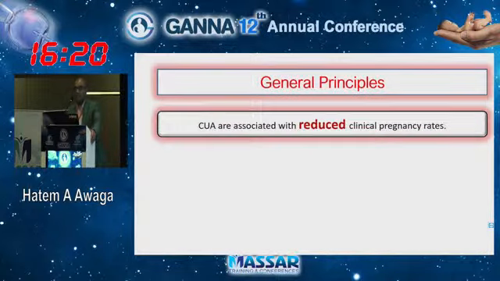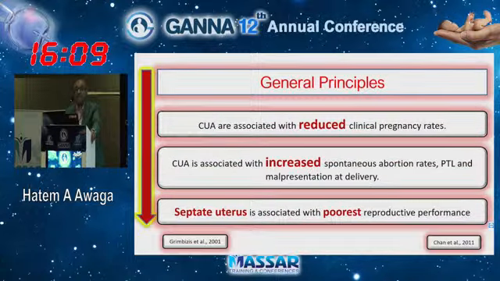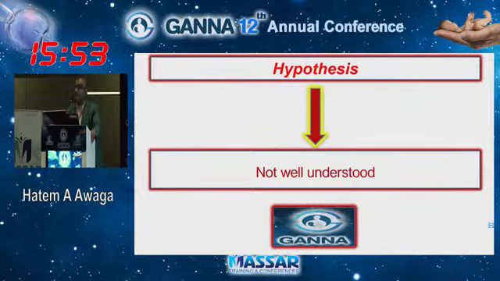We should have some general principles. Septate uterus has an impact on clinical pregnancy. It reduces the clinical pregnancy rate in many of the studies published in the literature. It's associated with increased spontaneous abortion rates, preterm birth and malpresentation, and they found that septate uterus has a very poor impact on the reproductive outcome. The hypothesis behind this impact is not well understood.